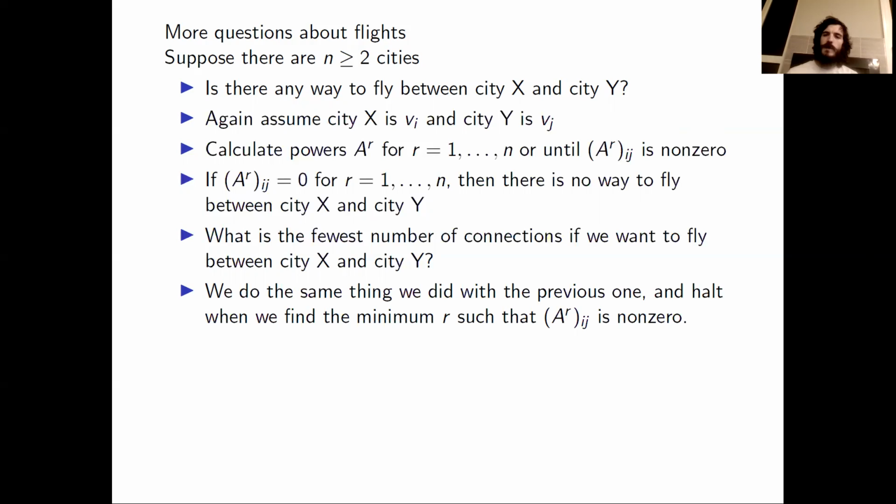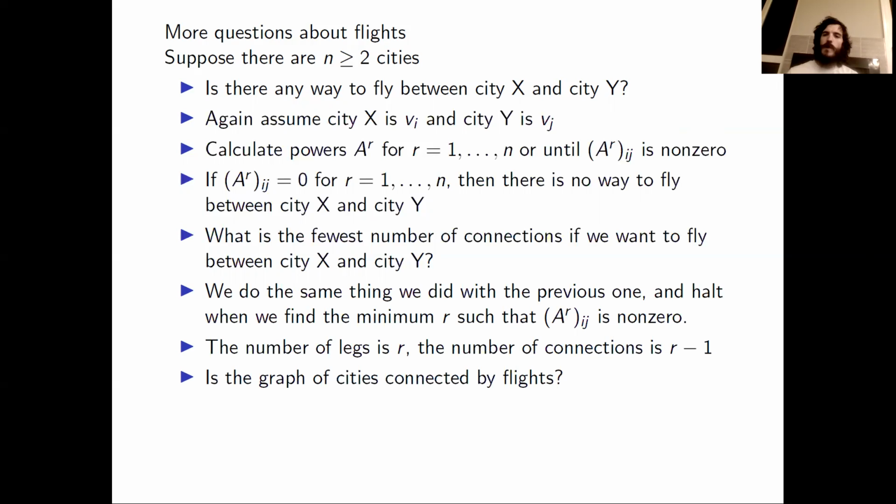And then there was another question. So the last question was about the whole graph. This is about whether or not the graph is connected by the flights. To answer this one, we can combine all of the powers of the adjacency matrix. So we can look at the sum, A plus A squared plus A cubed, all the way up to plus A to the n.